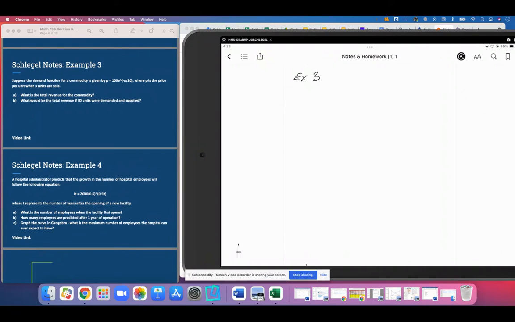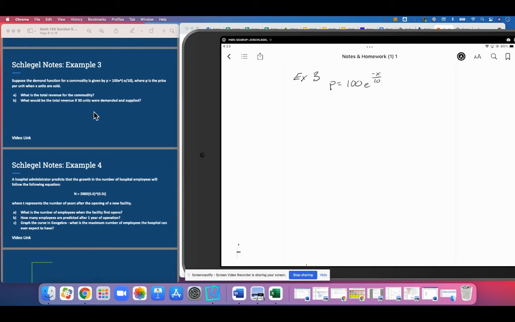Number 3, we do have, suppose the demand function for a commodity is given by P equals 100 e to the power of negative x over 10, where P is the price per unit when X units are sold. We're asked what is the total revenue for this company, and what would the total revenue be if 30 units were demanded and supplied.